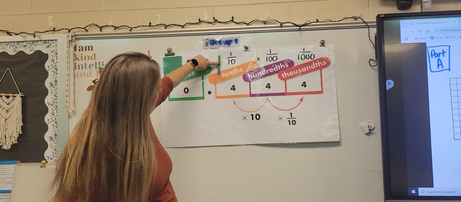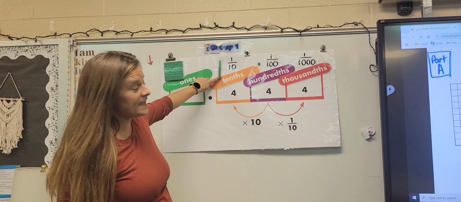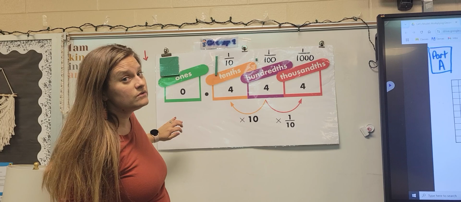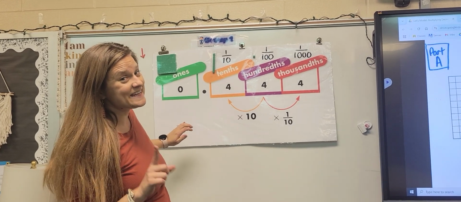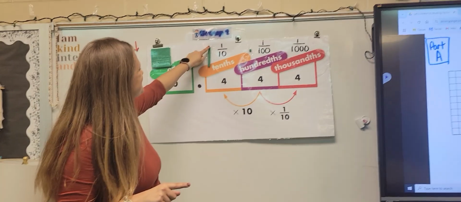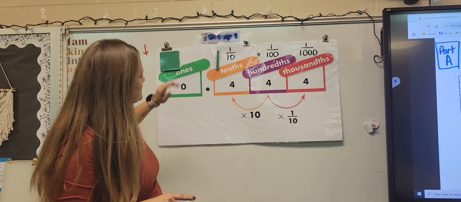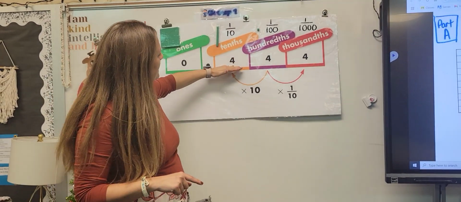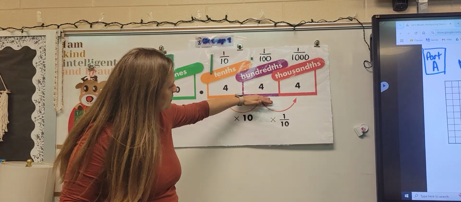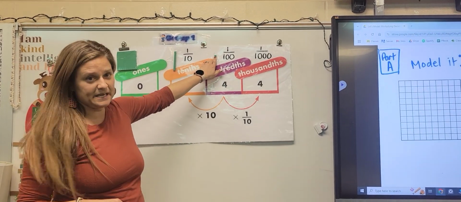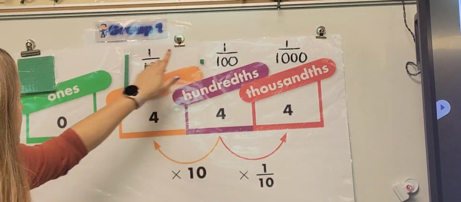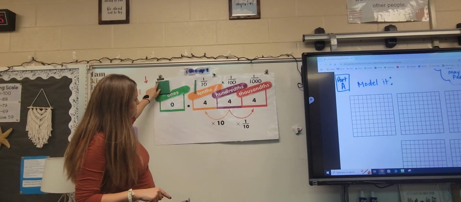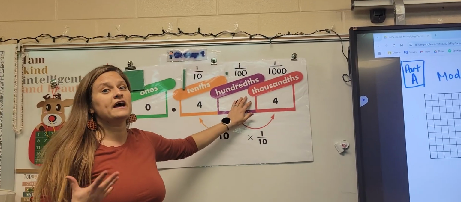So how many rods would it take to make a whole? You should have said 10. It takes 10 rods to make a whole. Now, as we move to the right, we have the hundredths, and that's our itty bitty babies. It takes 100 of those to make a whole, hence why it's called hundredths.